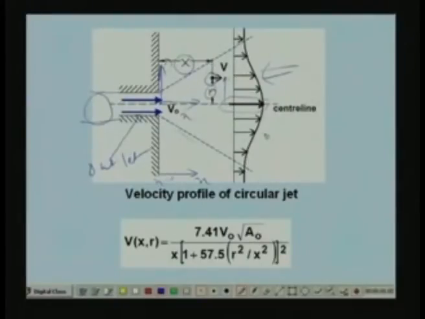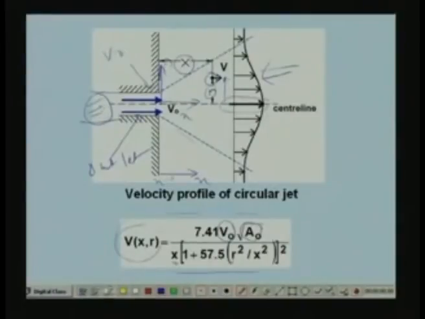So this is a typical velocity profile for a circular jet, and as I have already said, this velocity profile is mathematically given by this equation, where Vxr is this velocity profile, and it is a function of x, a function of r, a function of the supply air velocity V naught, that means velocity at this point, and it is also a function of the area of the outlet. Okay, that means this area.